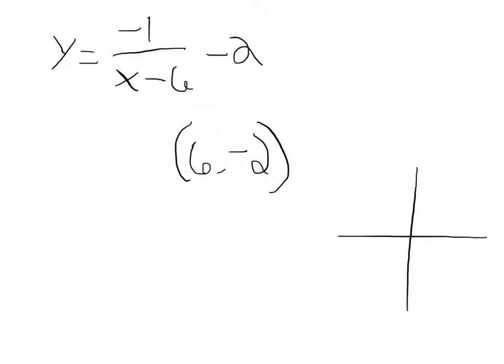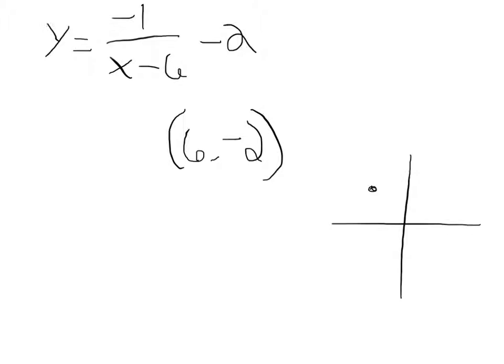Then we would go over here to our graph, and let's graph that. Now we are going to graph it. Here we have our vertical asymptote and our horizontal asymptote, and right in the middle where they meet is 6, -2.